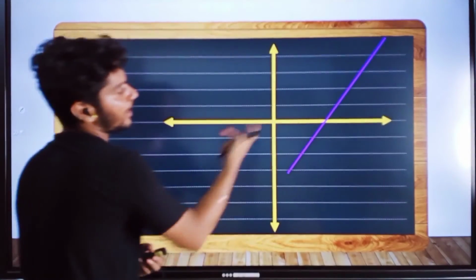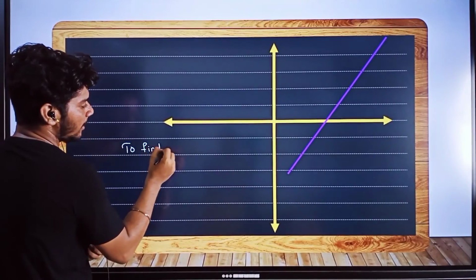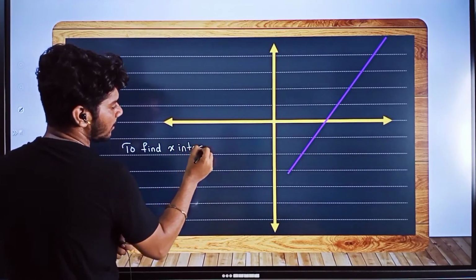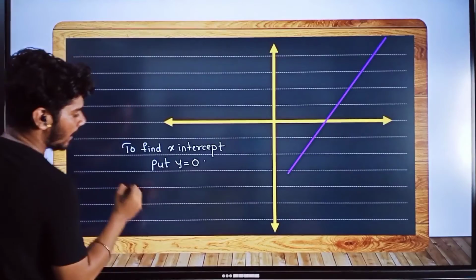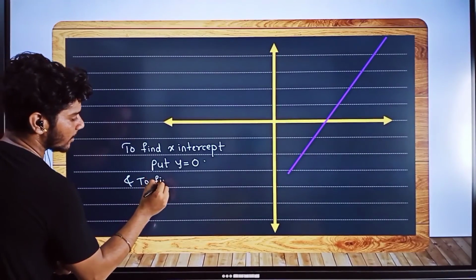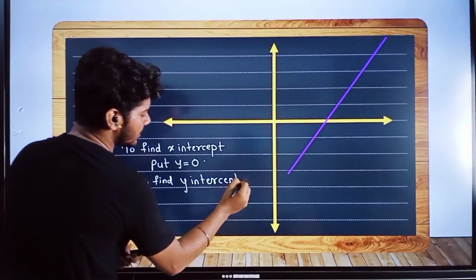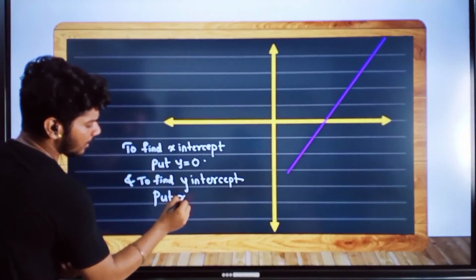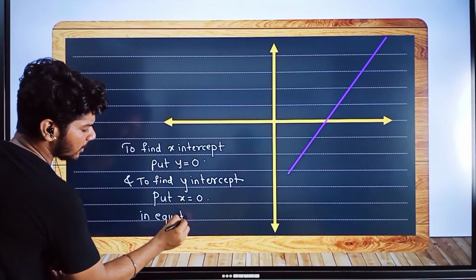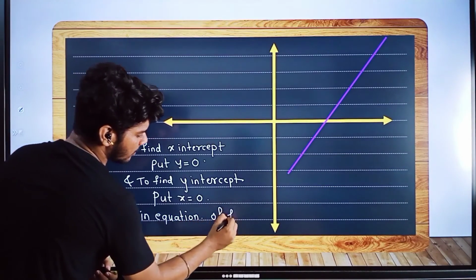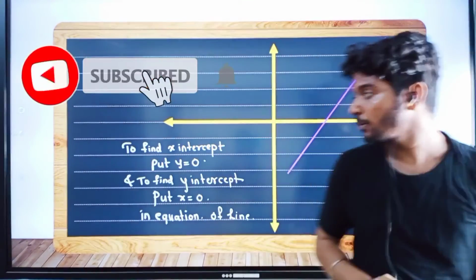I have one more formula from the chapter. To find the x-intercept, put y equal to 0, and to find the y-intercept, put x equal to 0, in the equation of the line. So this was the part which I wanted to discuss with you.